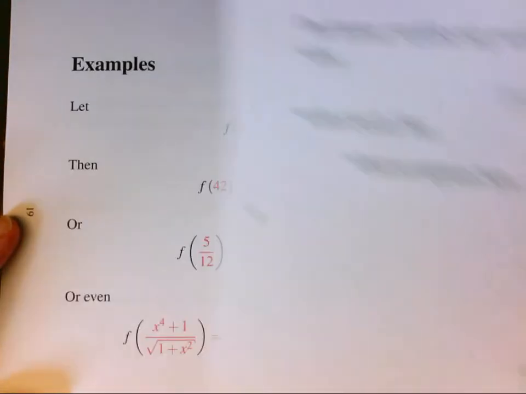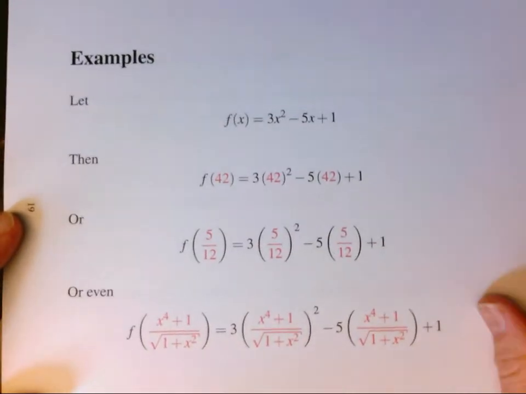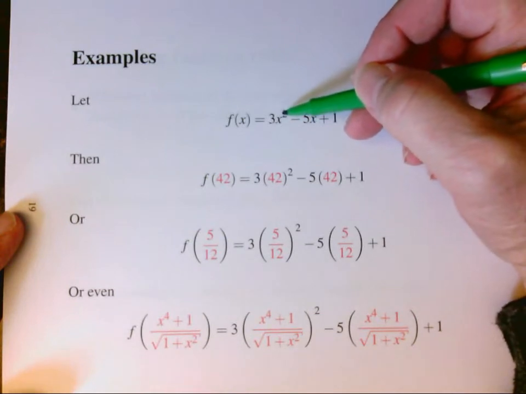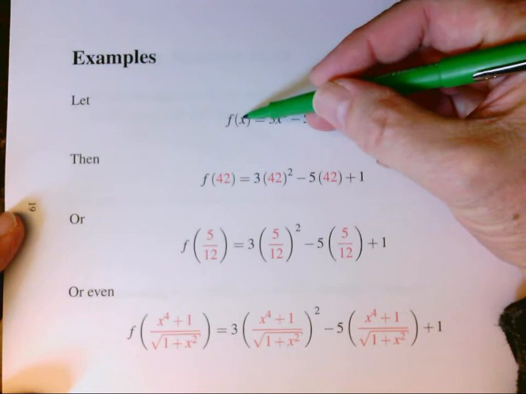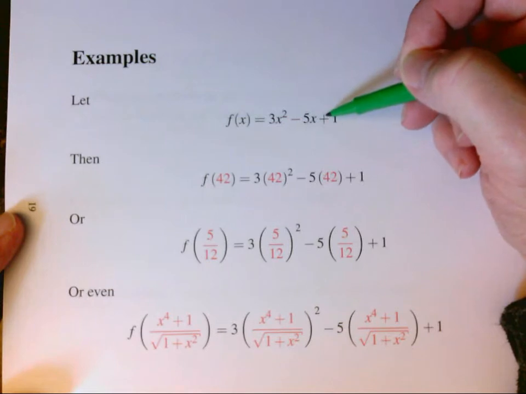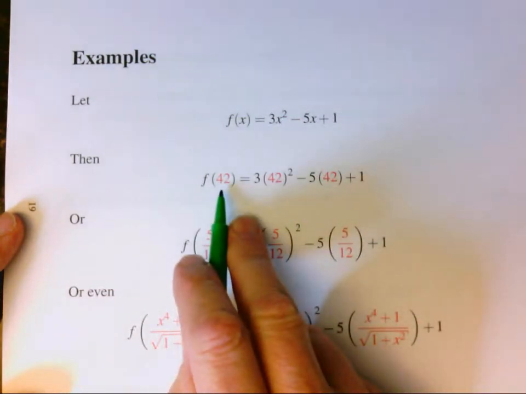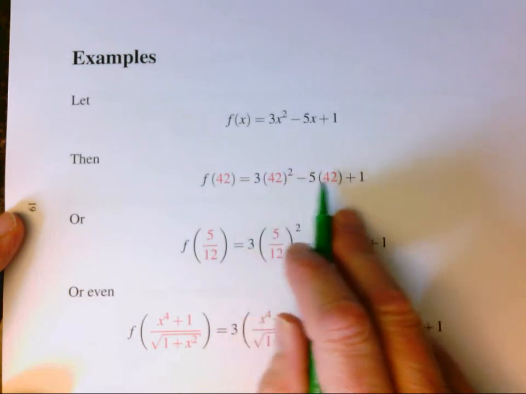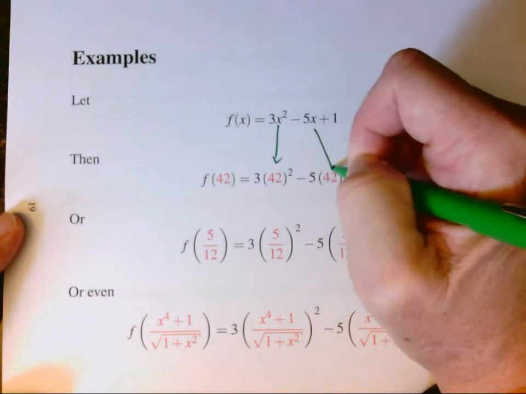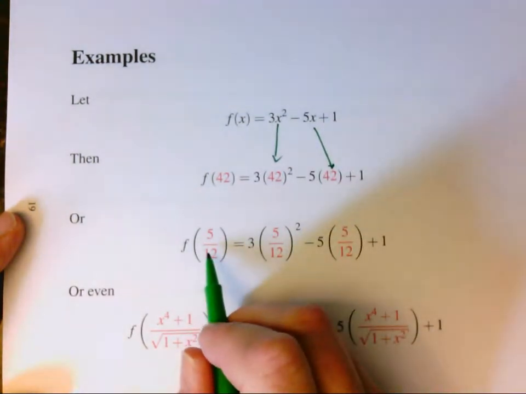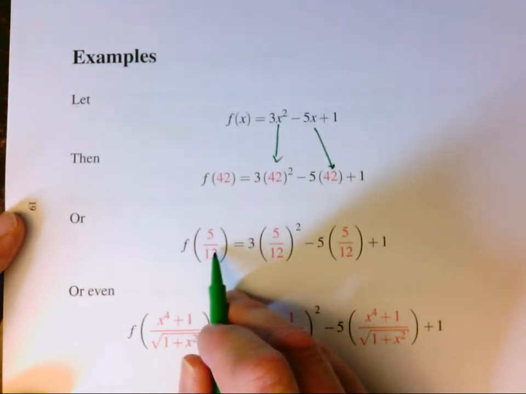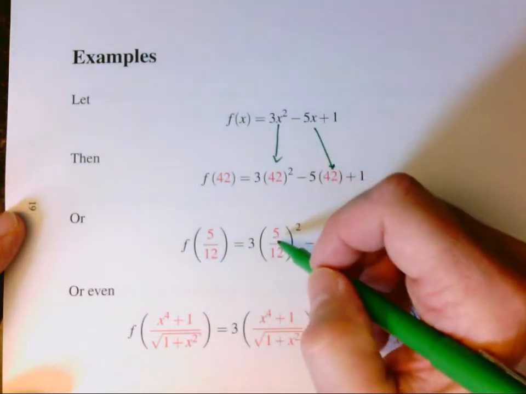So here we have a couple of examples. We'll use the same function as we've seen on the past couple of slides. If you said that f of x is defined to be 3 times the input squared minus 5 times the input plus 1, then if your input is 42, you replace every occurrence of the x with a 42. So the x's just became 42s. If you're going to do f where 5/12 is the input, then the x's become 5/12.